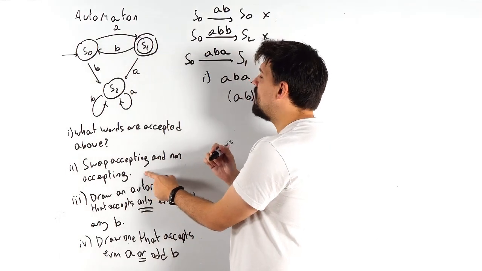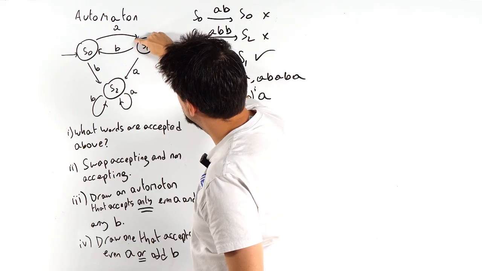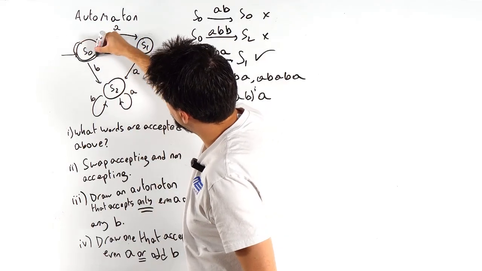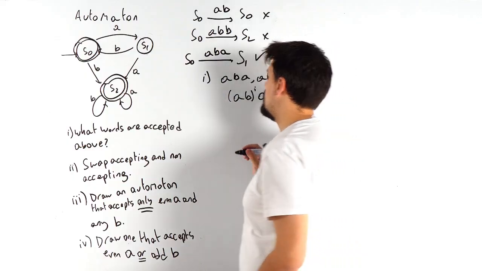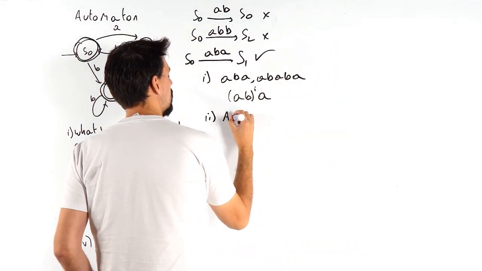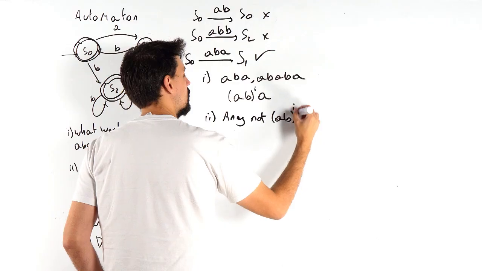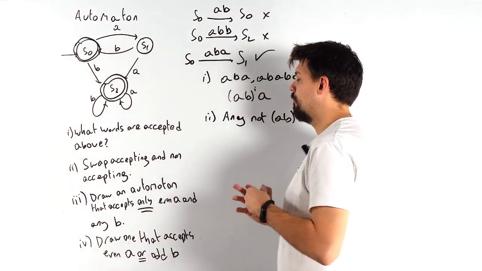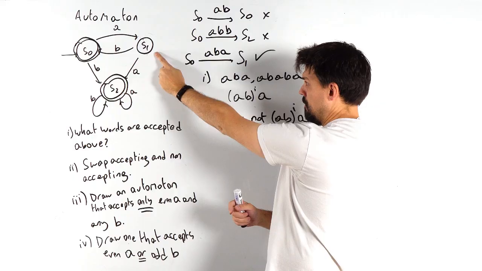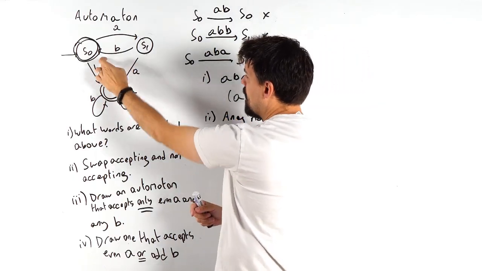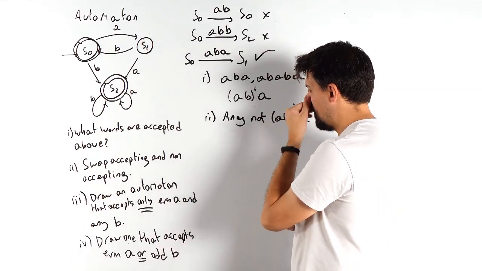Now, what if I swap the accepting states? So instead of having S1 as my accepting state, I make S0 an accepting state, and I make S2 an accepting state. Well, I mean, it's fairly simple. Just swap this over. Right? Any word that follows this will still land me in S1, which is a not accepting state. Any other word at all will get me into an accepting state. Nice and straightforward.